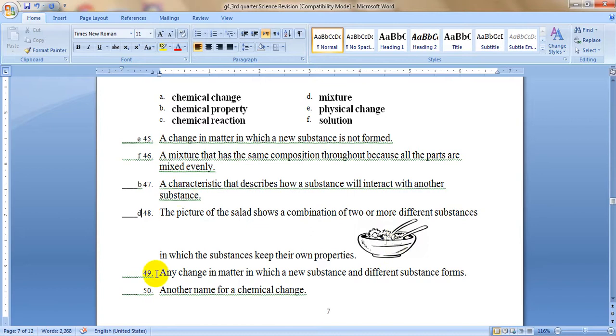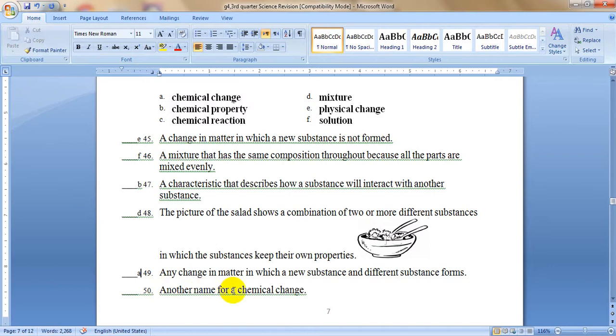The next question, any change in matter in which a new and different substance forms. Here we could find a new substance. So which change is it? It's a chemical change because a new substance is formed.